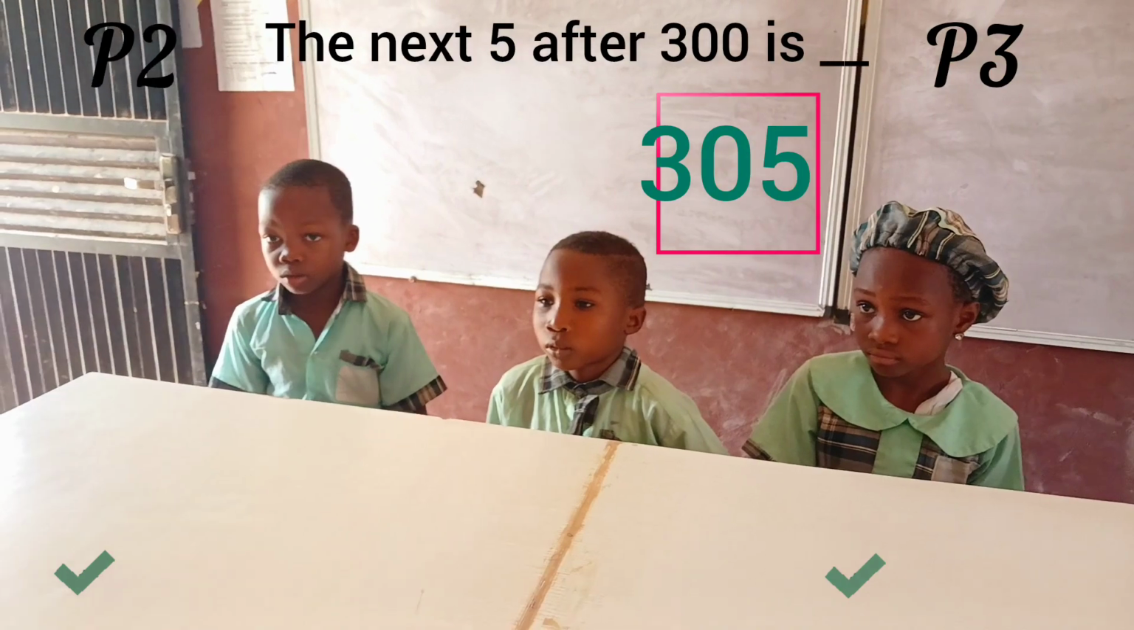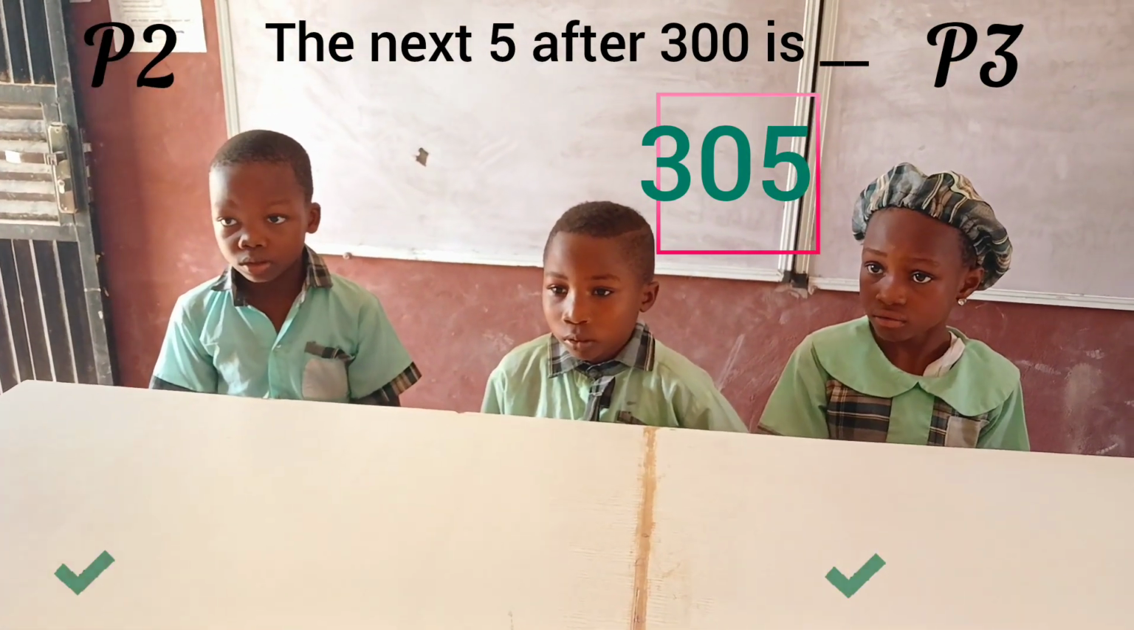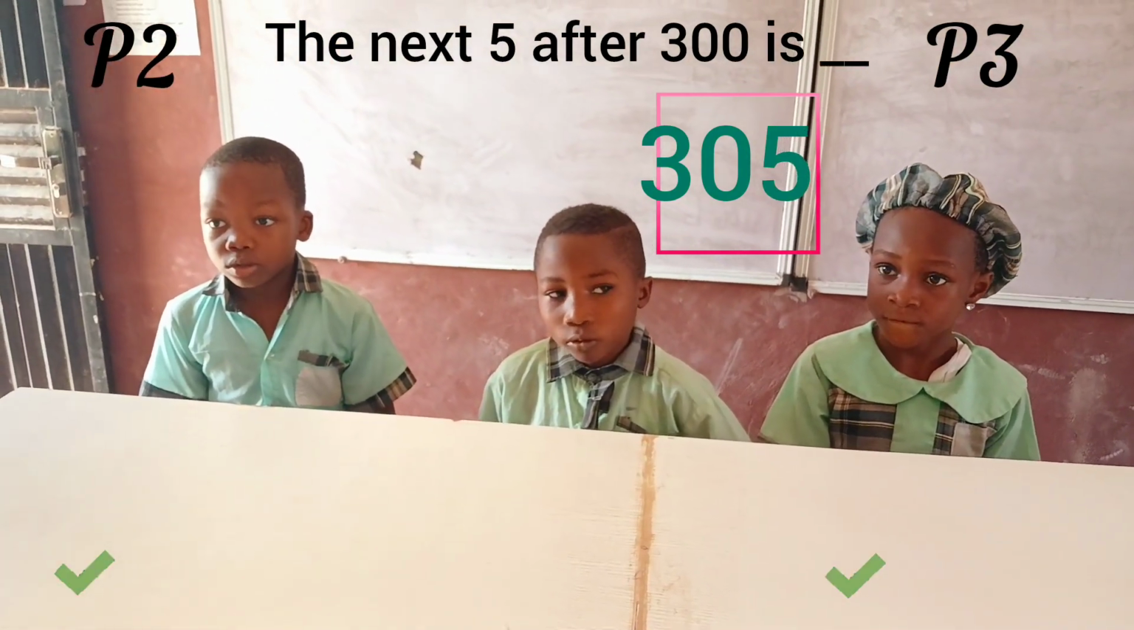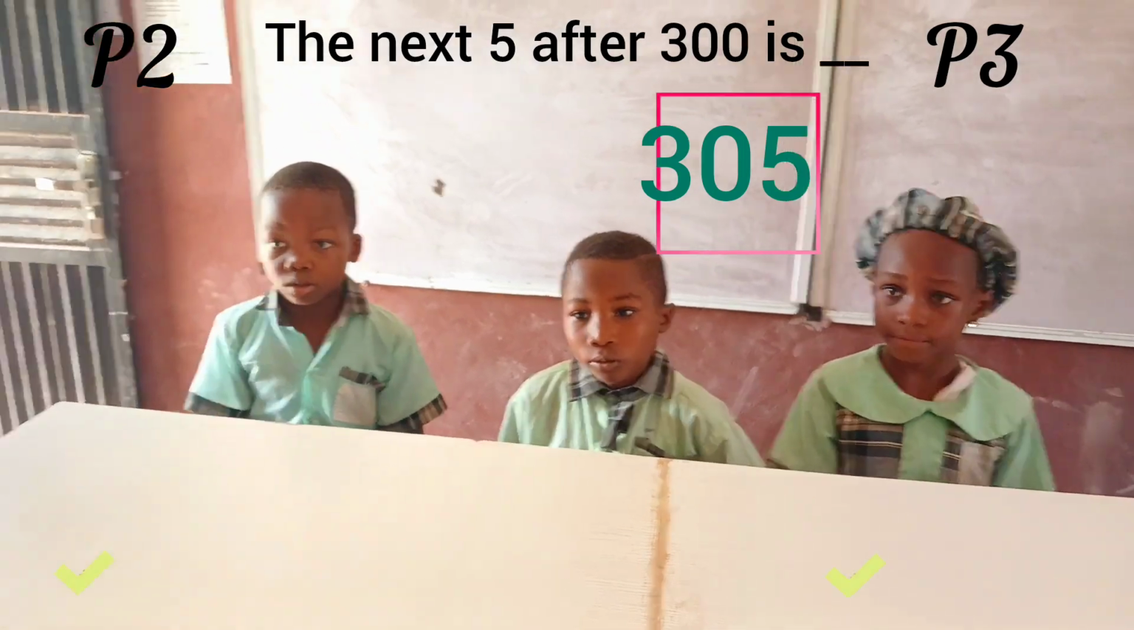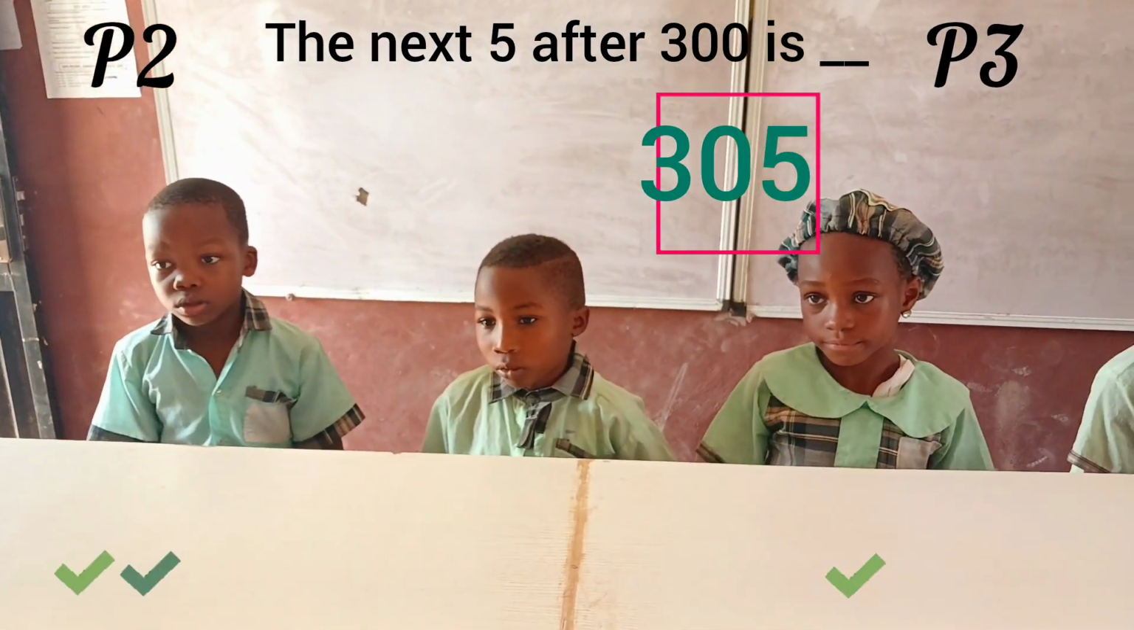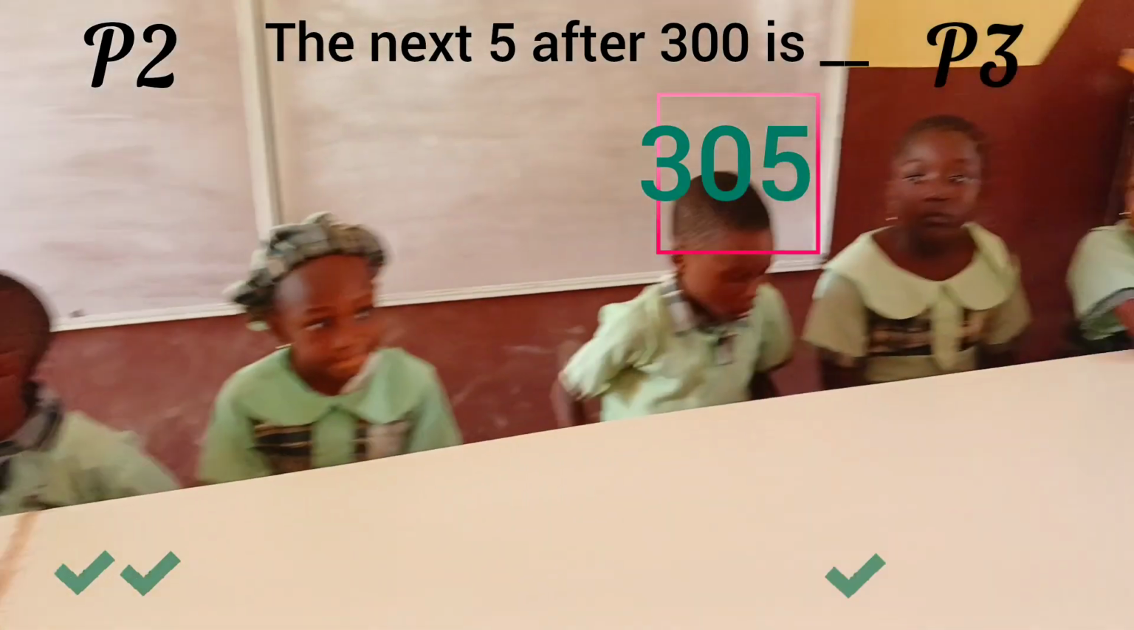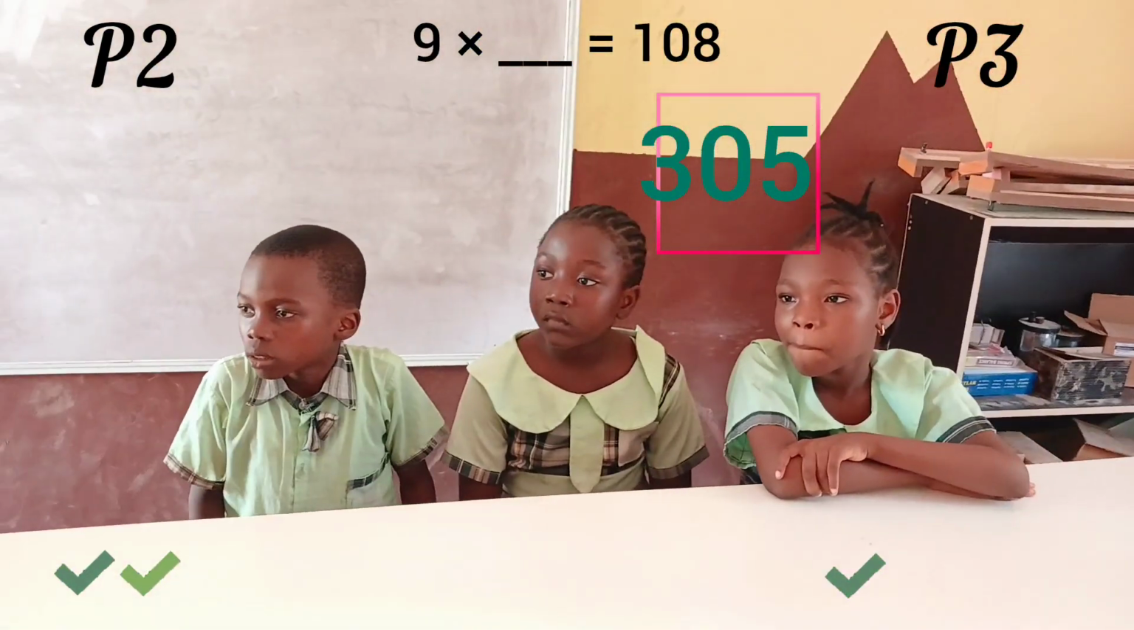Let's come back. Next 5 after 300 is what? Correct. Now your question. 9 times what will give you 108?